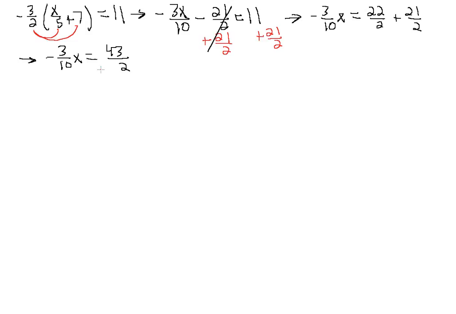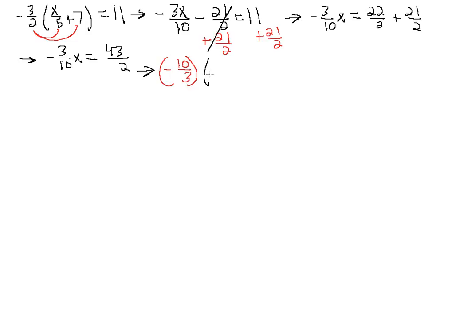Now our last step, we have our variable being multiplied by a fraction, a negative fraction actually. So what we do is we've learned we multiply by the reciprocal. And when it's a negative fraction, we multiply by the negative reciprocal because we want to solve for a positive x and not a negative x. So our two negatives will cancel. So we're multiplying by minus 10 over 3.